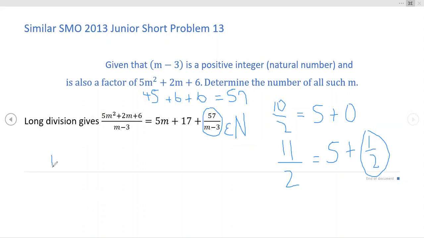Now, the m's that are going to do the job out here: notice that 57 has divisors of 1, 3, 19, and of course itself. Any natural number is a divisor of itself, right? So we have to force this, and in this particular case, m would have to be equal to 4, right? Because 4 minus 3 is 1. Now, what would m have to be in this case right here? We need m to be what? 6. 6 minus 3 is 3. So it would be 6.